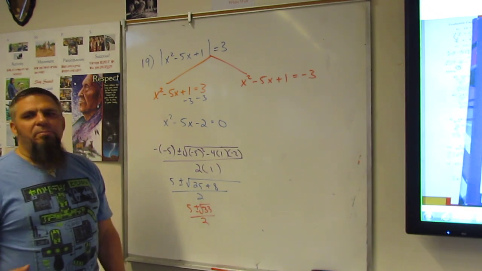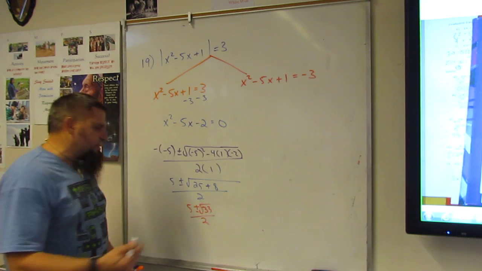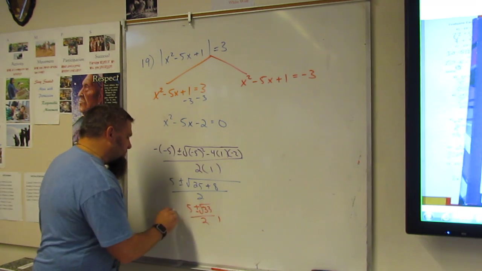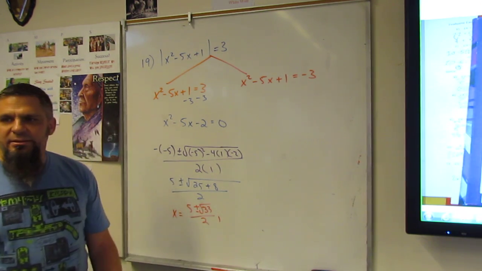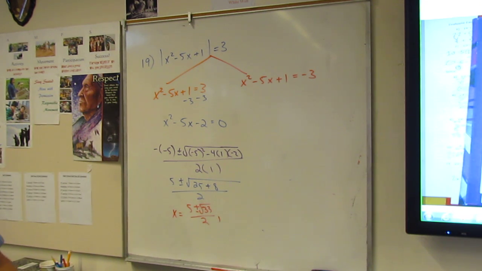Now you can do it. 33 isn't prime, but we also can't break it down. It's basically 3 and 11, right? No pairs, so we're good to go. So that's one solution for x. Now we got to do the other one. Actually, it's 2 solutions for x, right? Yeah, you can factor it out.